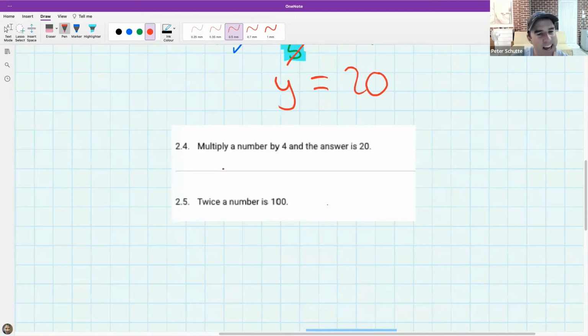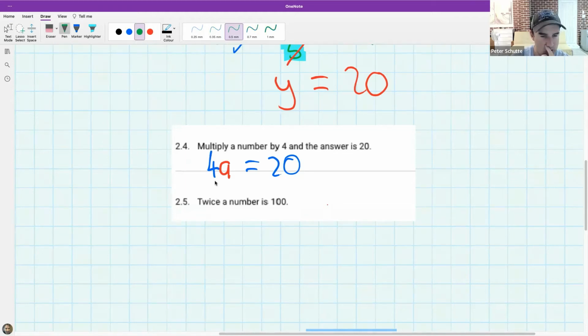So multiply a number by 4. Now, multiply a number by 4 in algebra. I could also write a by 4. Couldn't I write it as 4a? Multiply a number by 4, I could write that as 4a. And that equals 20. So if you think back to the last lessons we were doing, you can write 4 times a as just 4a. There's nothing wrong with that.